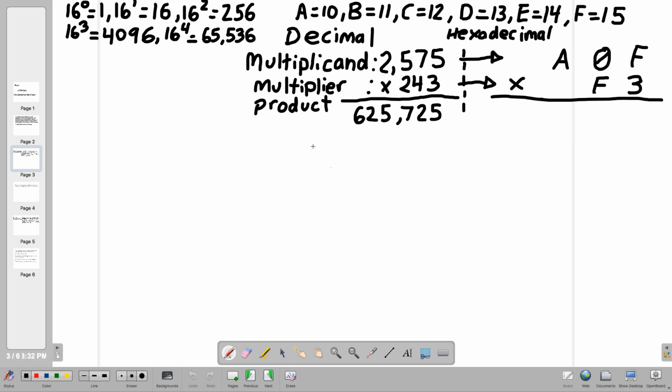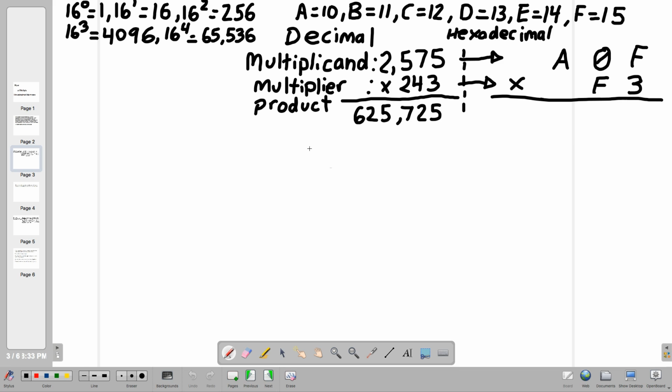2,575. And we have the multiplier, 243. And when we multiply these numbers, we get the product, 625,725. When we look at the value in decimal for 2,575, its hexadecimal representation is A0F. For the number 243, its hexadecimal representation is F3. Let's compute.